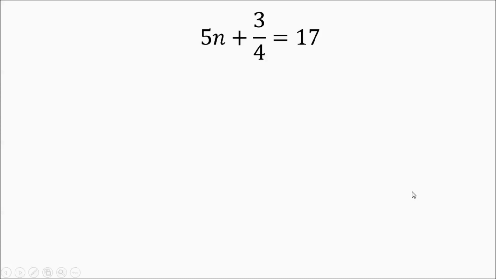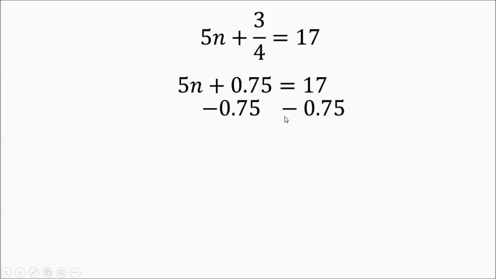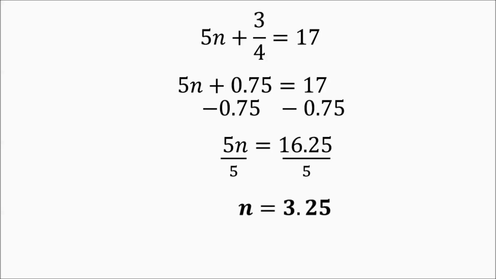Alright, the next one, 5n plus 3/4 equals 17. I'm going to go right ahead and make that 3/4 into 75/100ths. And now I'm going to subtract it from both sides, and we're going to get 5n equaling 16 and 25/100ths. Now we're going to divide both sides by 5. And we end up getting n equals 3 and 25/100ths. You could also see it as 3 and 1/4. So you need to be comfortable going back and forth between your decimals and your fractions.